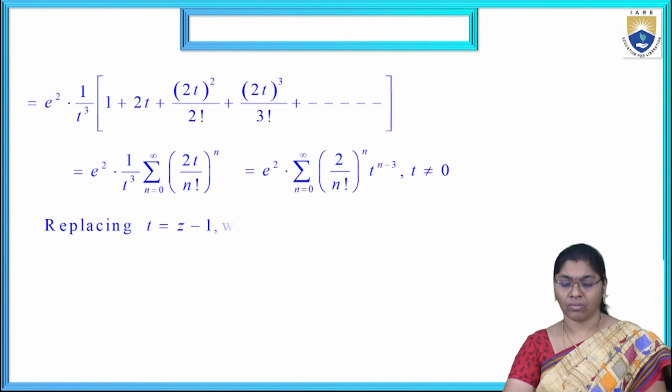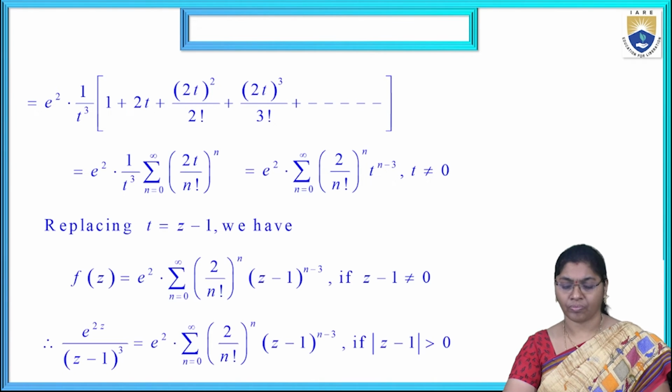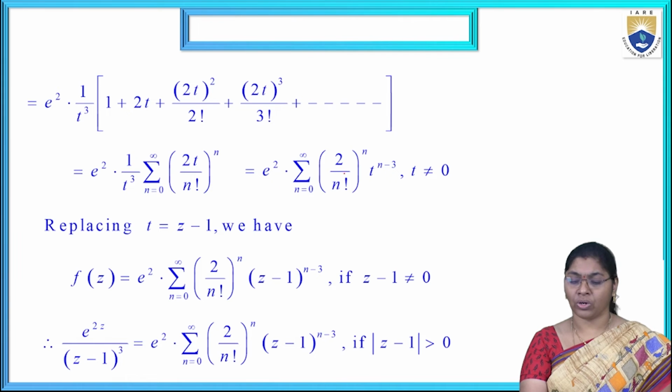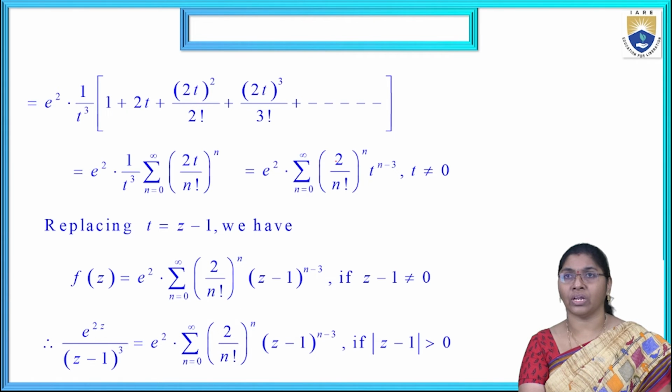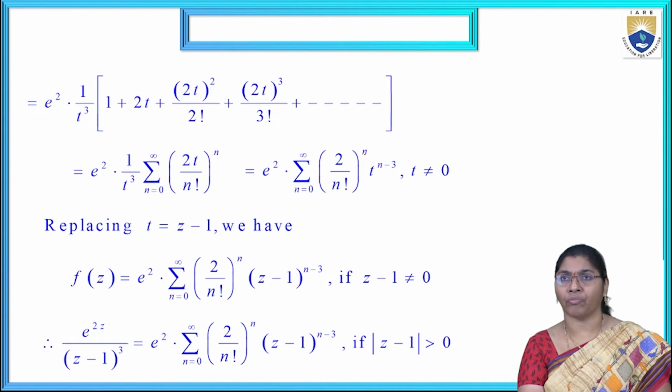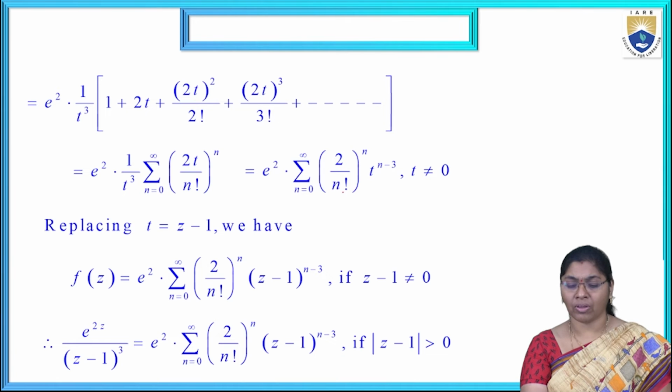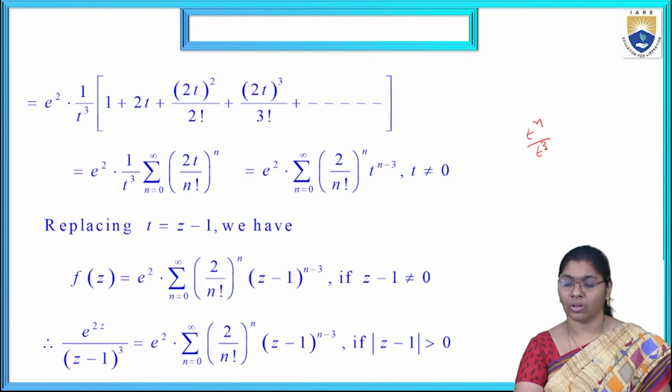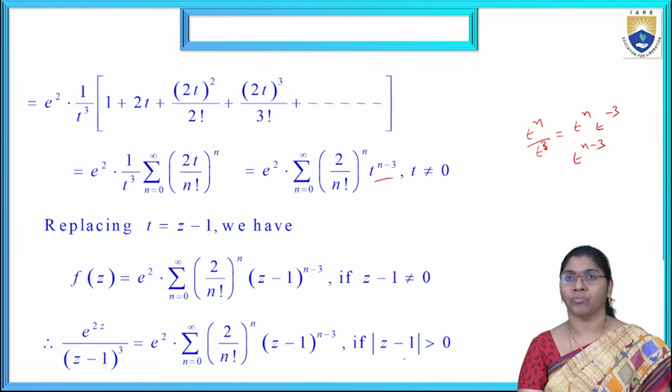Now this can be written simply like this: e² into summation n equals 0 to infinity of 2ⁿ/n! into tⁿ/t³. Here tⁿ by t³ means tⁿ into t to the power minus 3, that equals t to the power n minus 3. That is the expansion here.